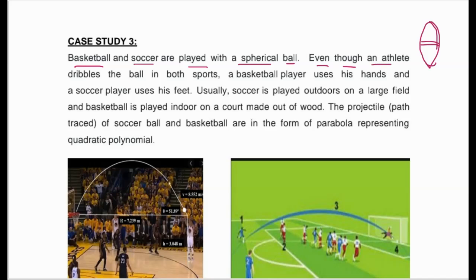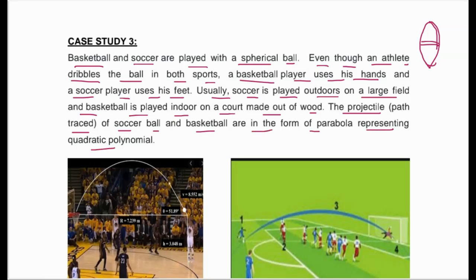Even though an athlete dribbles the ball in both sports, a basketball player uses his hands and a soccer player uses his feet. Usually, soccer is played outdoors on a large field, and basketball is played indoors on a court made out of wood. The projectile path traced by a soccer ball and a basketball are in the form of a parabola, representing a quadratic polynomial.